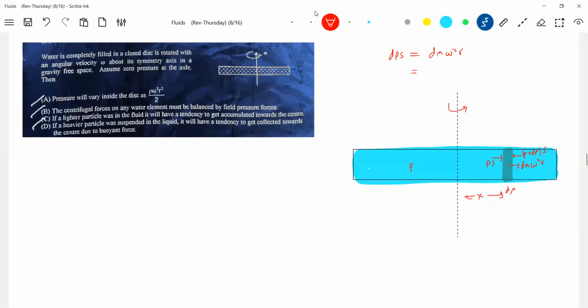Not 1, 2. What is dm? dm equals rho S dx omega square. Okay, this is, I think, dr. I'll write it. Radial distance is being told, no? That S will get eliminated. So dP is equal to, we'll write one more step here, rho omega square r dr. Let's integrate this.